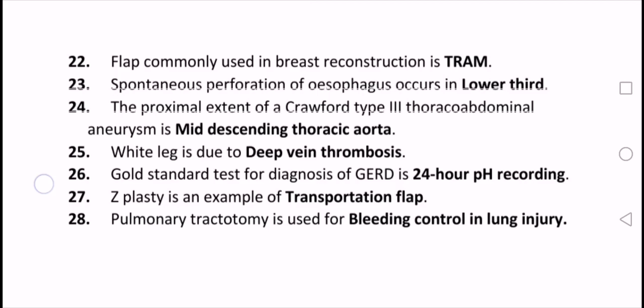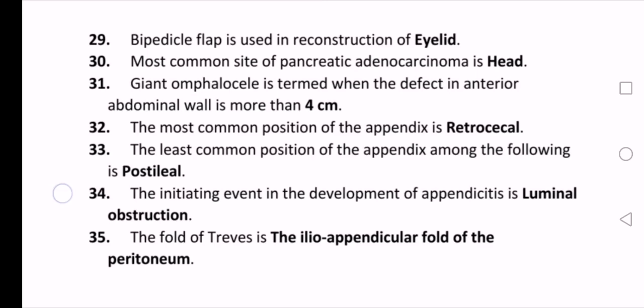Pulmonary tractotomy is used for bleeding control in lung injury. Bipedicled flap is used in reconstruction of eyelid. Most common site of pancreatic adenocarcinoma is head. Giant omphalocele is termed when the defect in anterior abdominal wall is more than 4 cm.